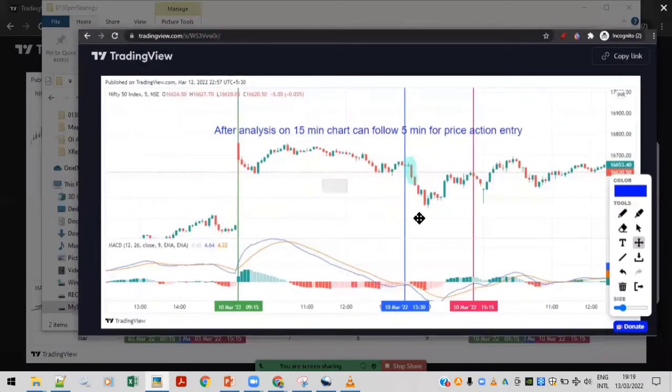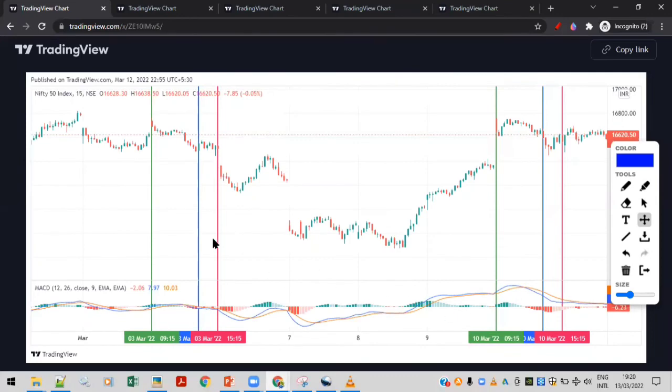So this is how you need to look at it, and that's what our strategy is. You can go back and read the strategy again, and you can practice and backtest it. Don't use it blindly. That's the advice for you. So this is how the strategy is. Let's take a couple of examples. So the examples are here: 10th March and 3rd March, which we have just checked.